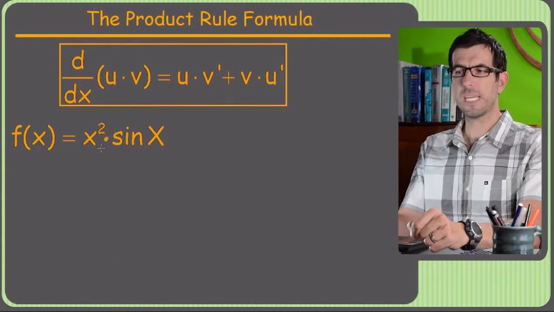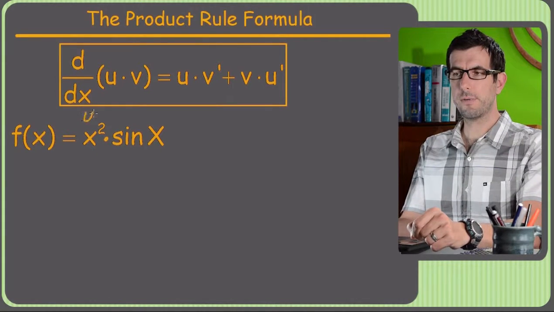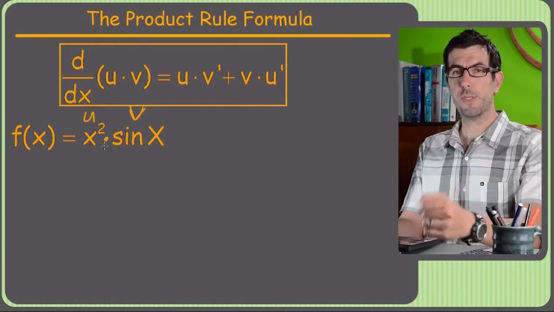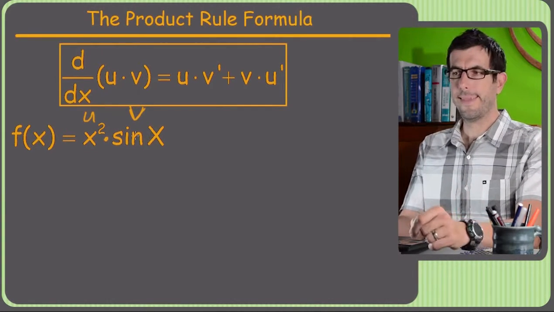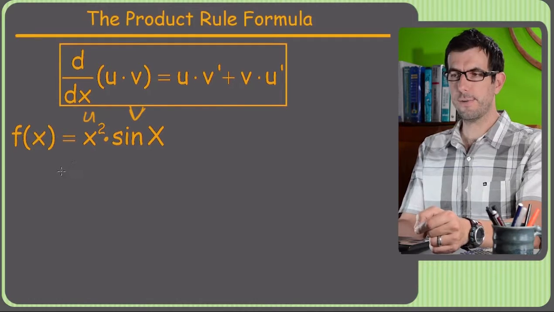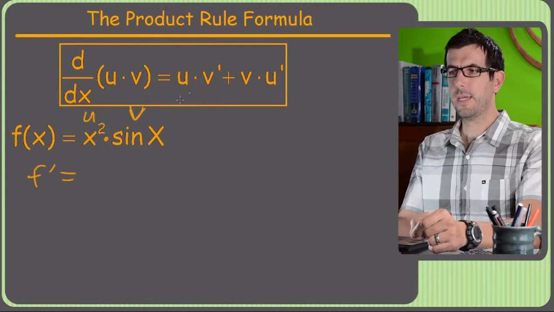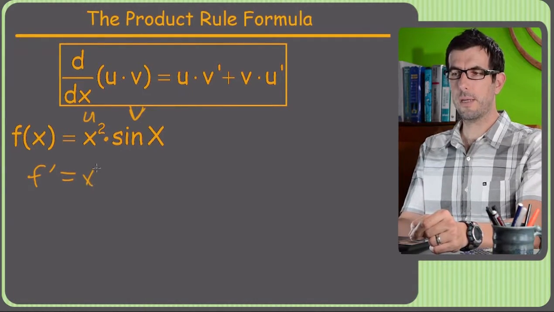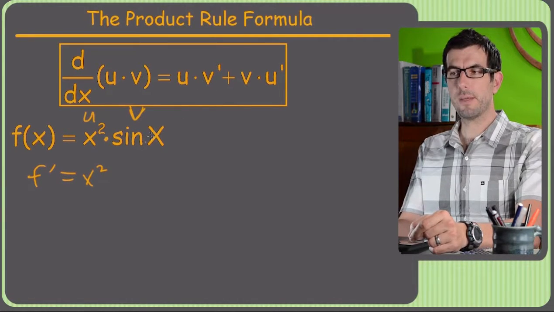Once again, something times something. So we'll label this u, label this v. Now you'll notice we have a mix of polynomials and trig functions on this one, but that doesn't matter. We're just going to plug and chug. So f prime is going to equal u, which is x squared, times the derivative of v, which will be cosine.